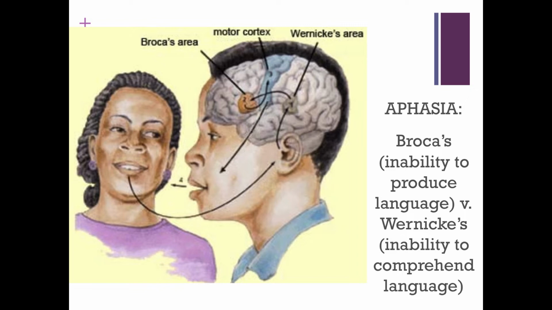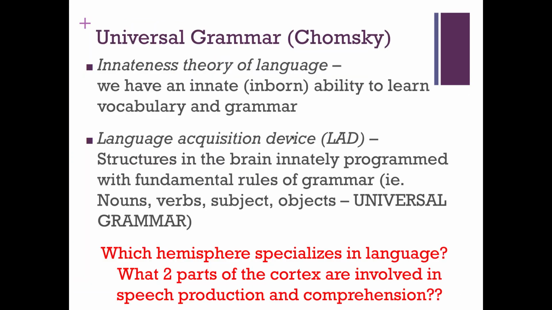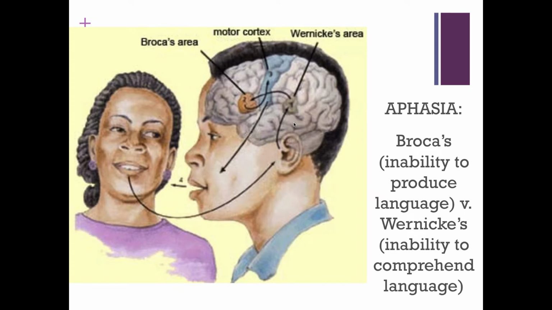Broca's area enables speech production. Remember its connection to the motor cortex, which allows us to move our lips and produce speech. And then Wernicke's area, which enables us to both comprehend speech and produce speech that is comprehensible.